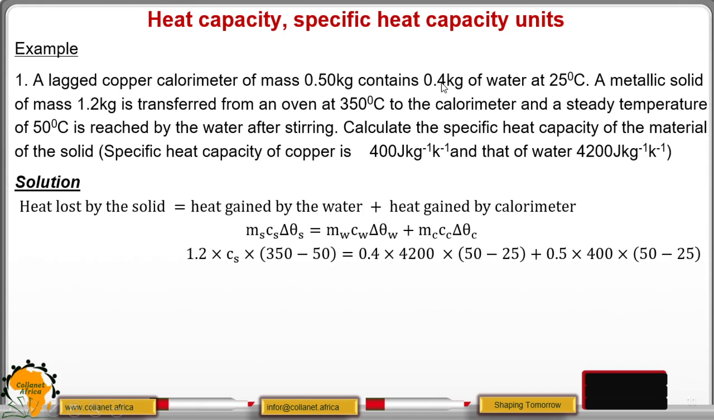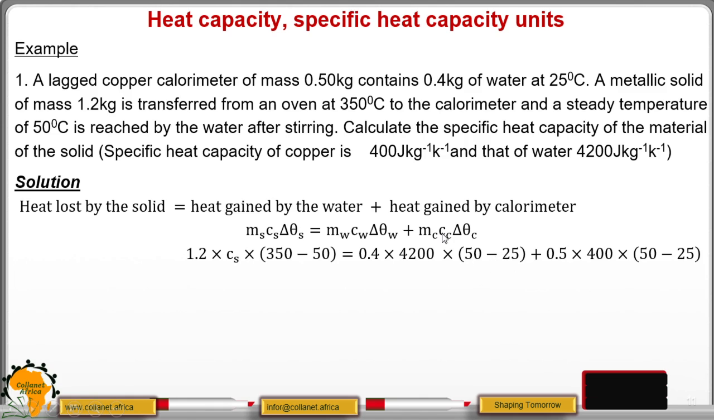You come to water. The water is 0.4. Then the specific heat capacity of water is 4,200. And the water is rising in temperature from 25 degrees Celsius to the final temperature, which is 50 degrees Celsius. Again, you have 50 minus 25.